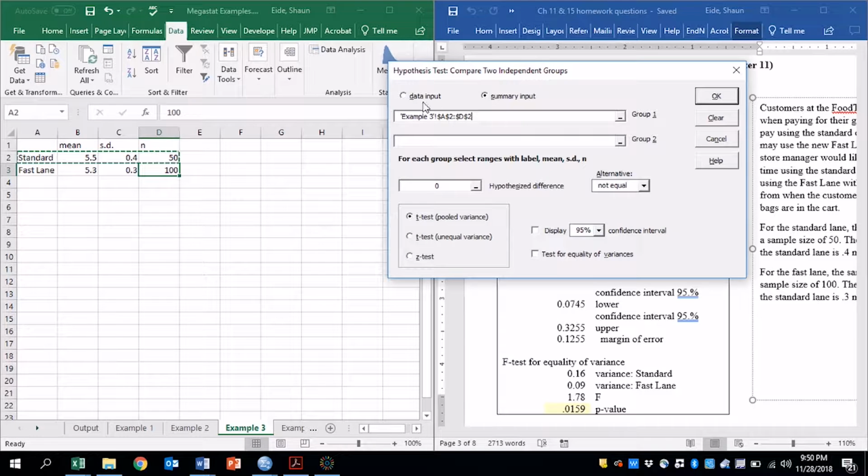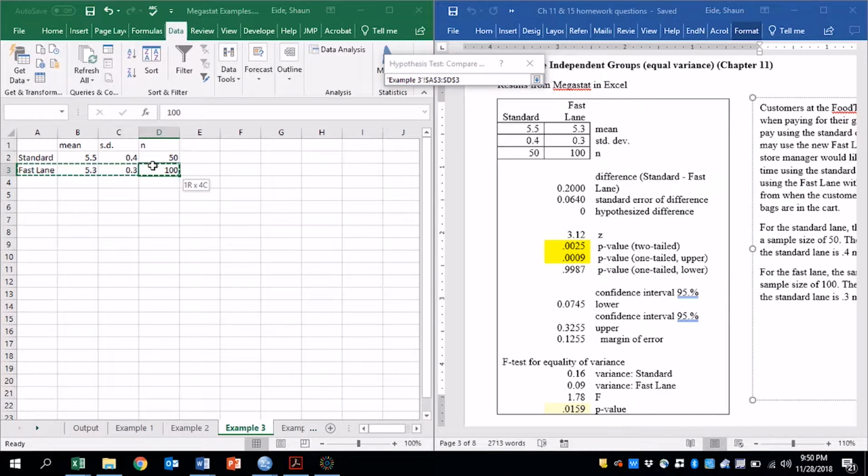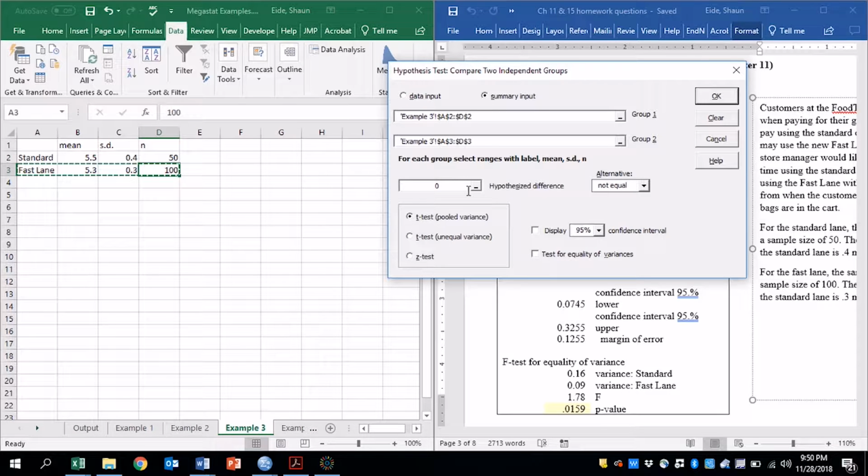So I'm going to put in the summary input. I just highlighted the summary input for the first group, which is the standard group. Now I'm going to highlight the summary input for the second group, which is the fast lane group. So the hypothesized difference is 0. And the alternative hypothesis, which we should have stated first before we did this portion, is that the mean of the standard is greater than, so the mean of the first group is greater than the mean of the second group.